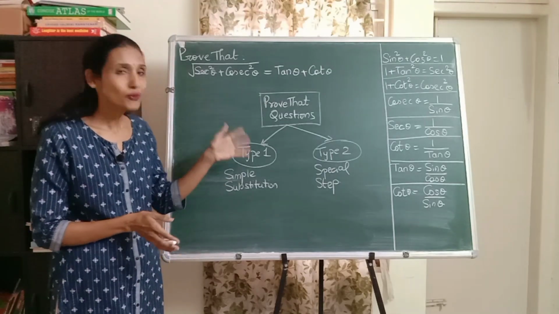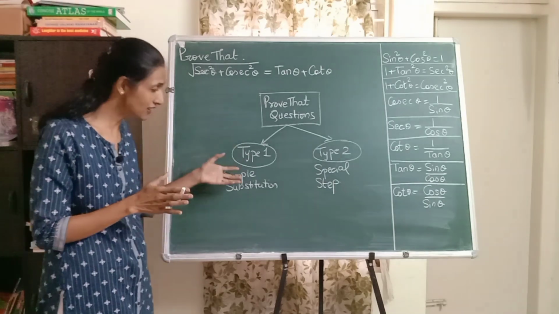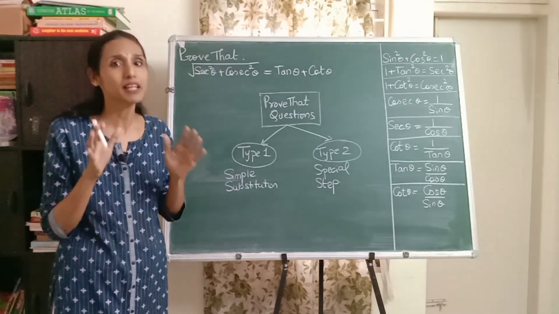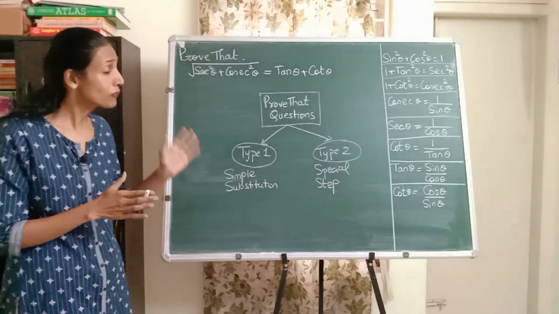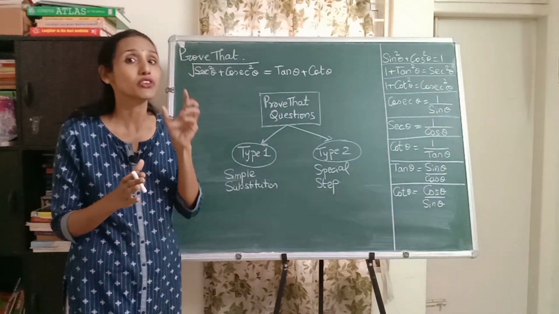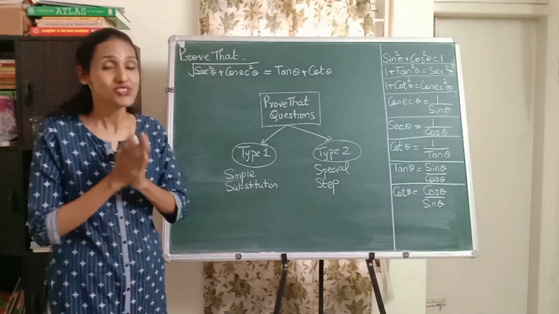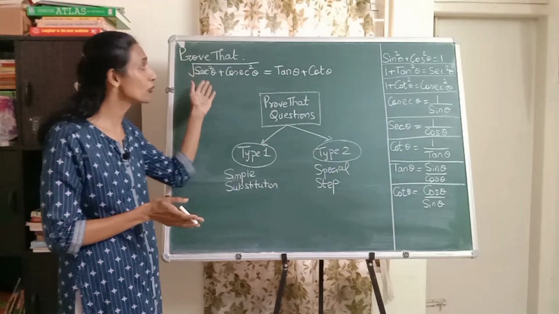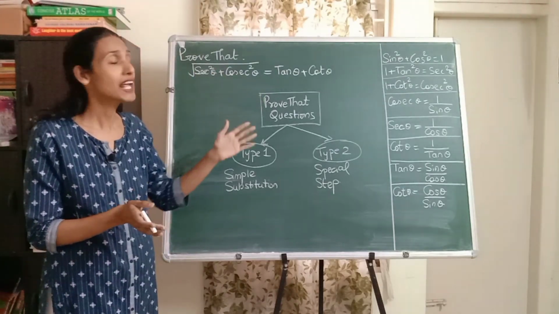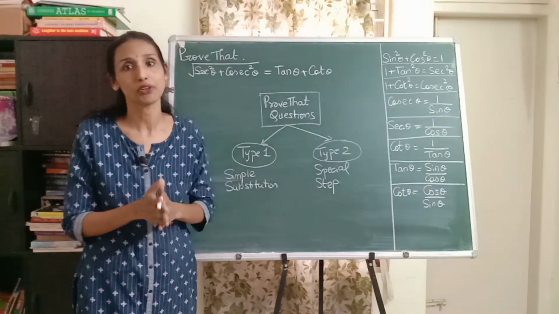So friends, in the prove that questions in trigonometry, there are mainly two types of questions. In the first type, we use simple identities and we get the proofs. But in type 2, apart from these identities, we also need to remember some special steps. Then only we can get the proofs done. So today we will be solving a type 2 question, and as we solve this question, we will also discuss some very important tips.